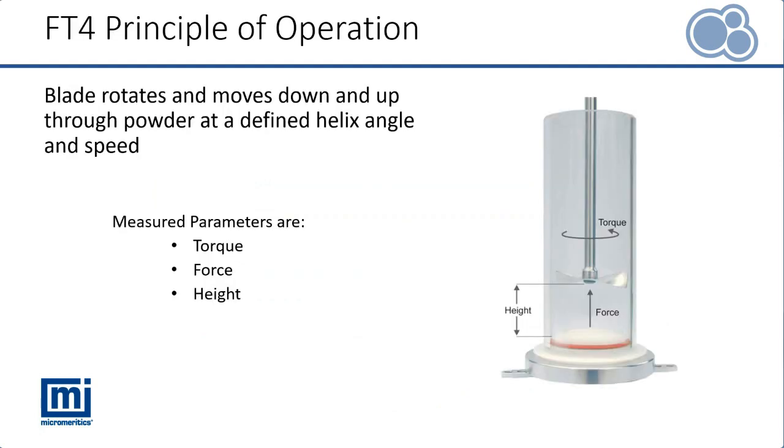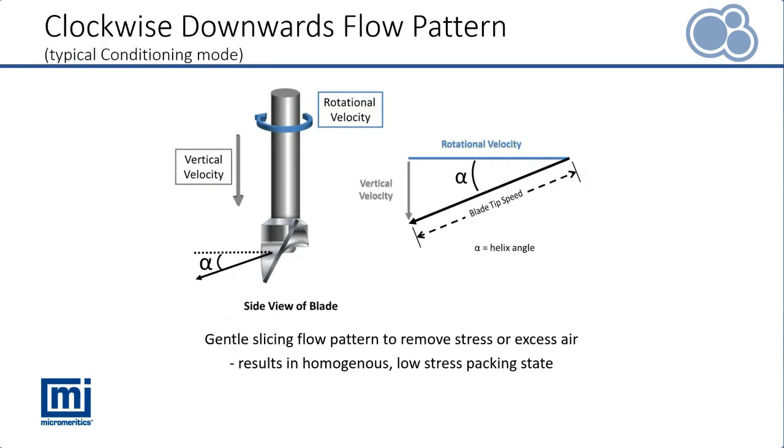The main principle of operation for the FT4 for the dynamic methods is that this twisted blade will move up and down through the powder as it rotates. So as it traverses up and down through the powder on a defined angle and at a defined speed, what's measured there is torque and force as a function of height.